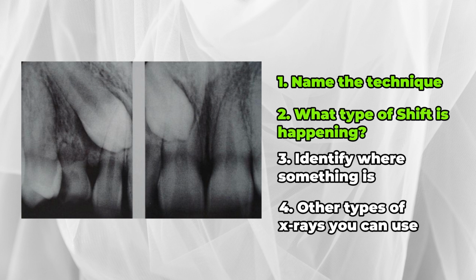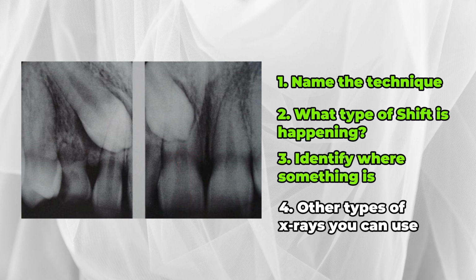And identify where something is. In this case, we're looking for the permanent canine. On the one on the left, the canine is kind of over the root of the lateral incisor, and as we've moved the tube to the right, the canine has also moved further to the right as well, where it's now overlapping the central incisor. So it's moved in the same direction, same lingual, so it's on the palatal surface.